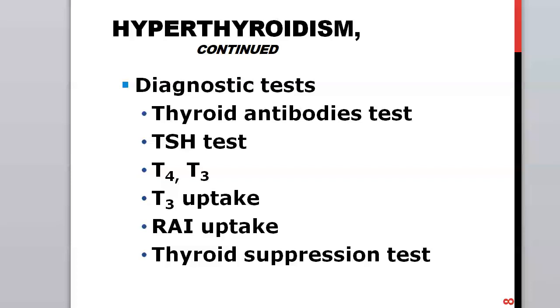The first thing is a TA test, and a serum TA is measured to determine whether a thyroid autoimmune disease is causing the patient's symptoms. And obviously, if they do have Graves' disease, this TA test will be elevated, and that stands for thyroid antibodies test. And then the next one is a TSH test, and that's a sensitive assay test.